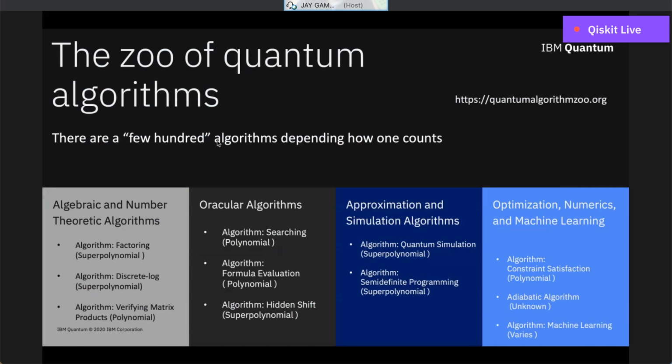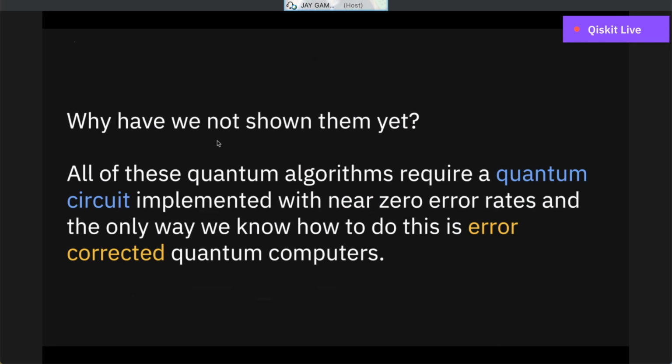But if you ask the question, why haven't we shown them yet? This is because all these quantum algorithms require a quantum circuit to implement them that has near zero error rates. And the only way we know how to do that is error correction. Here you see why many people, including myself, talk about the importance of bringing error correction in to get these idealized algorithms to run.